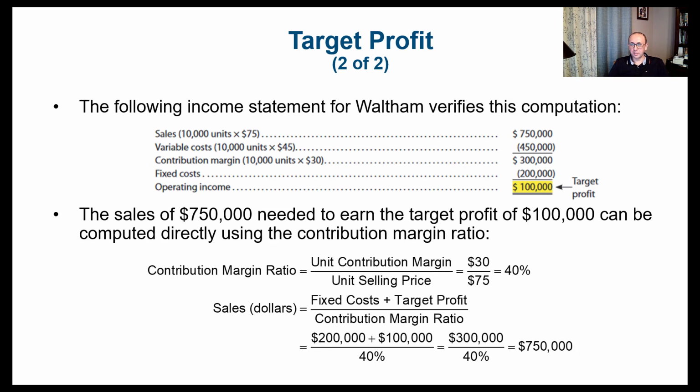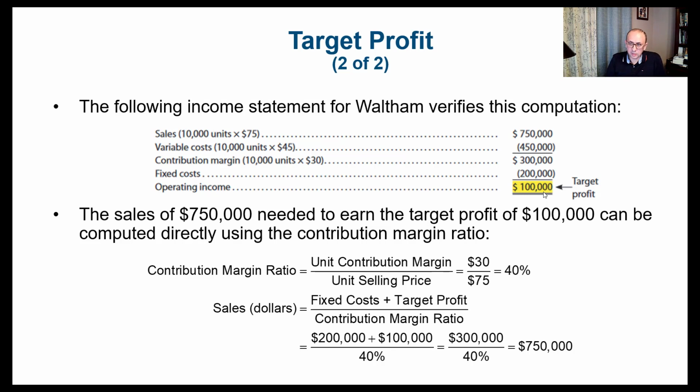Just to confirm it, let's try to prepare an income statement. We have the sales, 10,000 units at $75. Remember, that's the number we just calculated, the 10,000. That would give us $750,000. We subtract the variable cost, which is 10,000 by 45, that's $450,000. And the contribution margin would be $300,000, which is basically the difference between 75 and 45, the unit contribution margin, multiplied by 10,000 units. We subtract the fixed cost of 200,000, and we get the operating income, or the desired operating income, of 100,000.